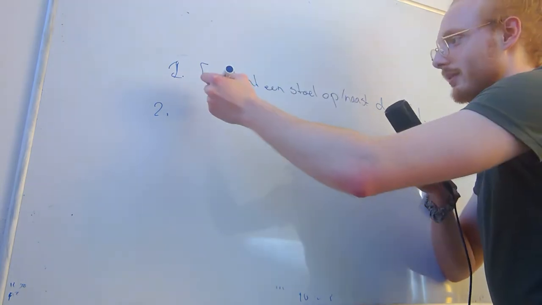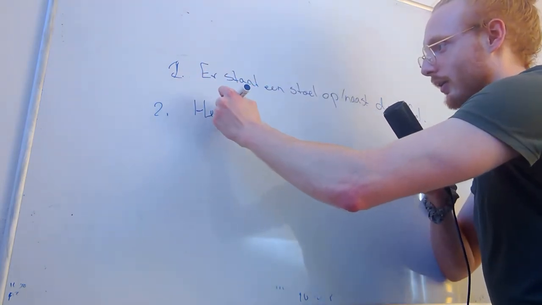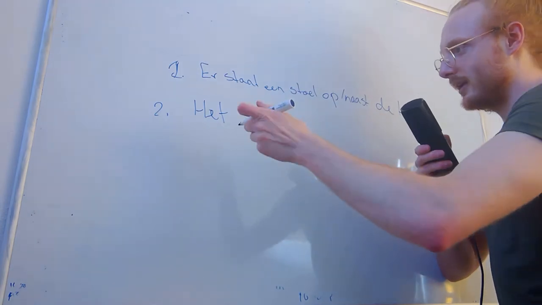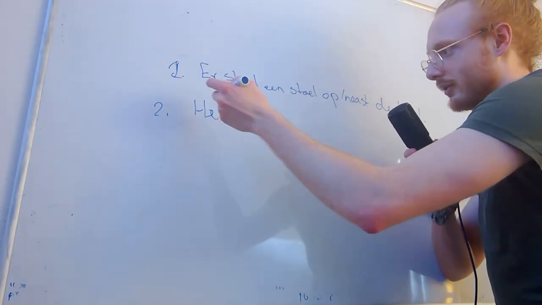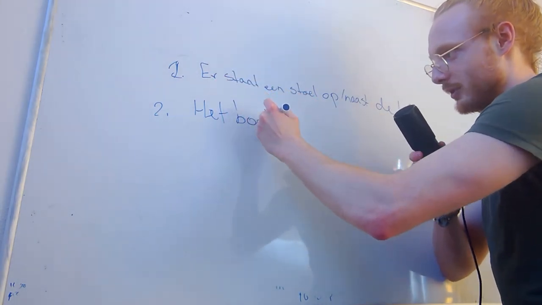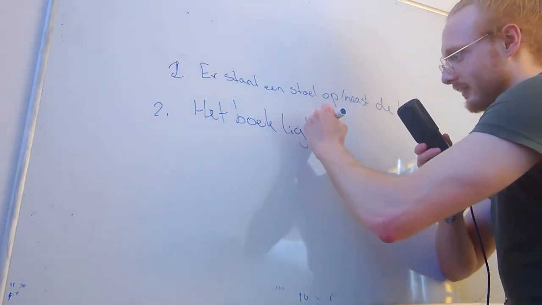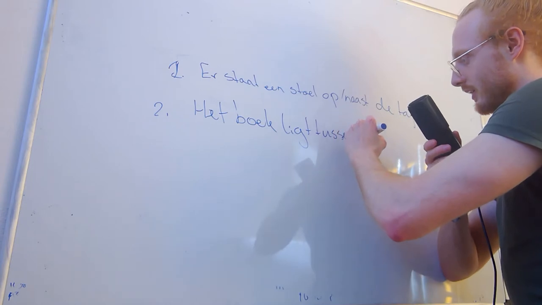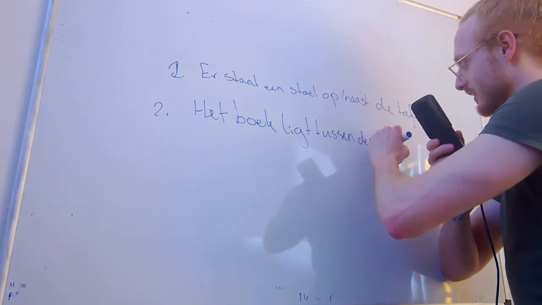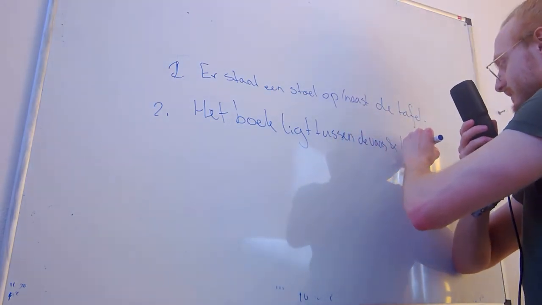Yes, very good. Only thing to improve would be the articles, but that's difficult to know. It is het boek and het mes, but otherwise perfect. Het boek ligt tussen de vaas en het mes.